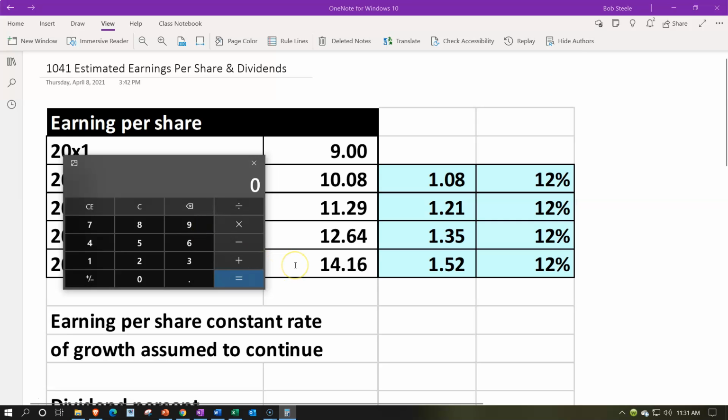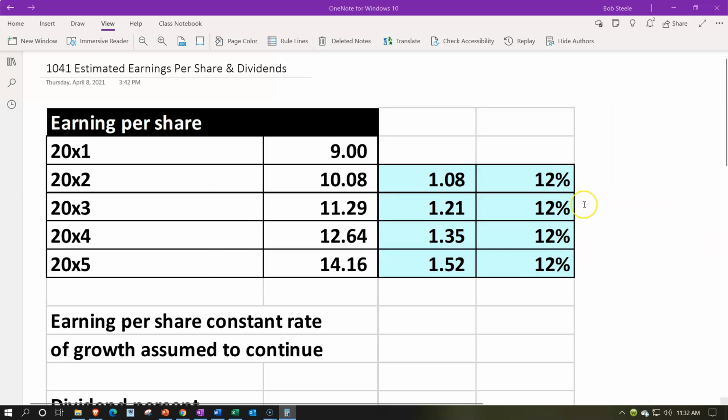we've got the 14.16 minus the 12.64. That's going to be the 1.52 divided by the prior period, the 12.64. We get, you guessed it, about 12% again. So we have a really steady trend on the earnings per share, so we can use that for estimates into the future.